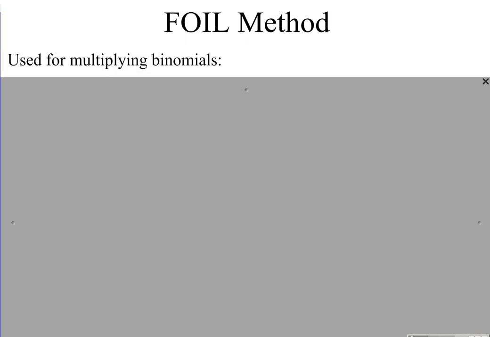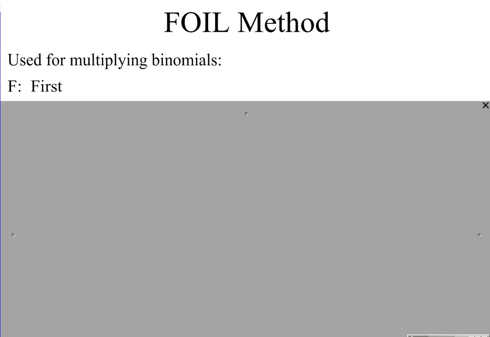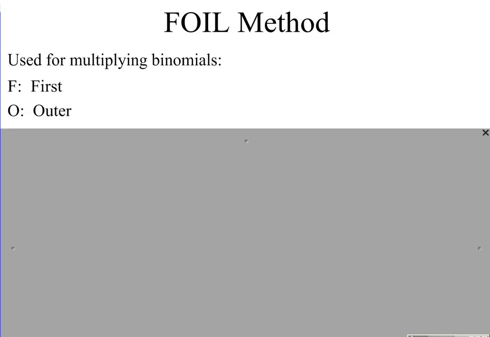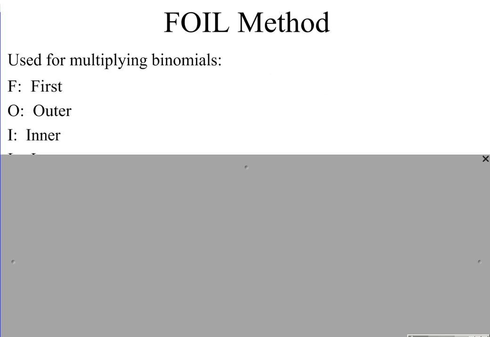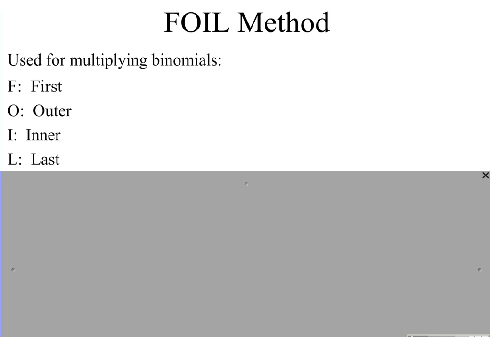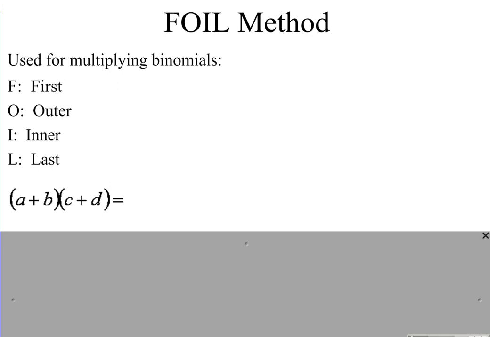FOIL method. FOIL method is used to multiply two binomials together. The acronym FOIL, F stands for first, O stands for outer, I stands for inner, and L stands for last. That acronym simply helps us keep things in order when we are foiling. Basically, foiling is just using the distributive property twice. In this case, I would need to distribute A to everything in the second set of parentheses and B to everything. To help keep that straight, we have the acronym FOIL to help us remember.